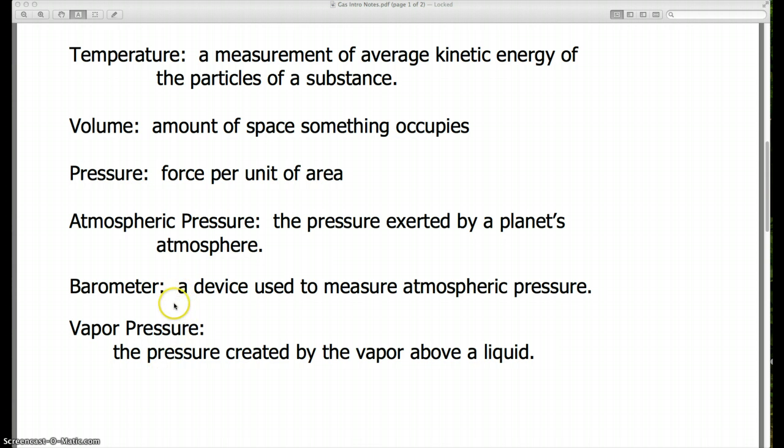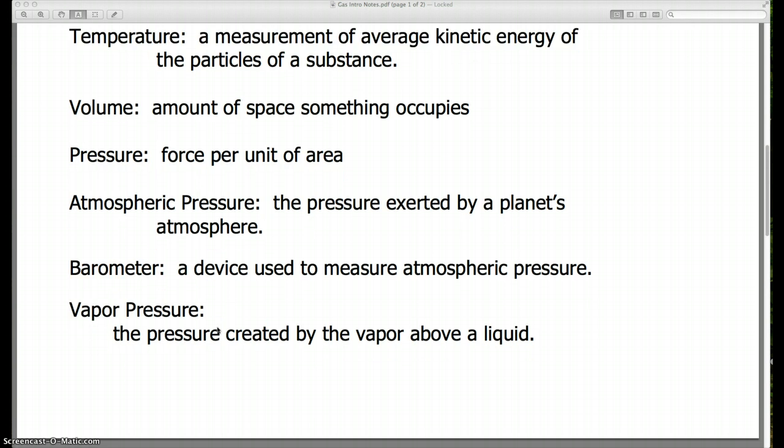A barometer is a device used to measure atmospheric pressure. You may have heard weather people talk about, you know, the barometer is rising, the barometer is falling. Different weather systems affect the atmospheric pressure.